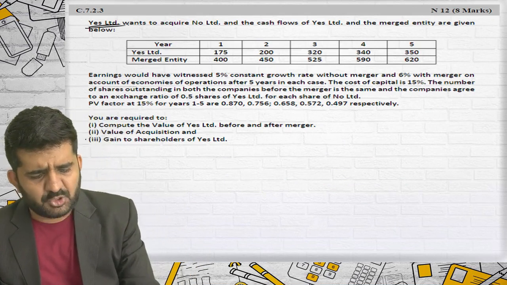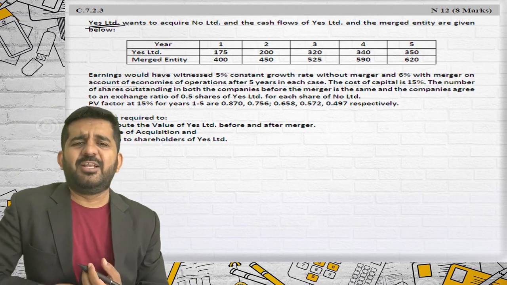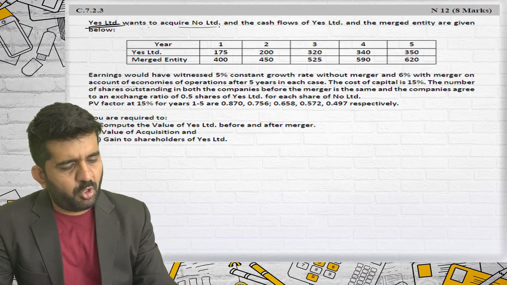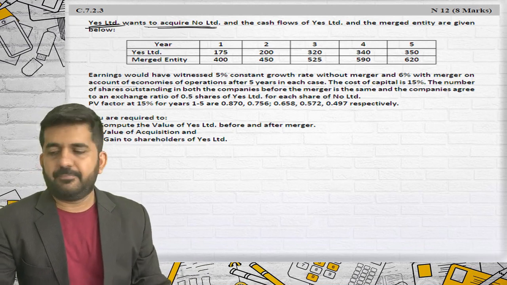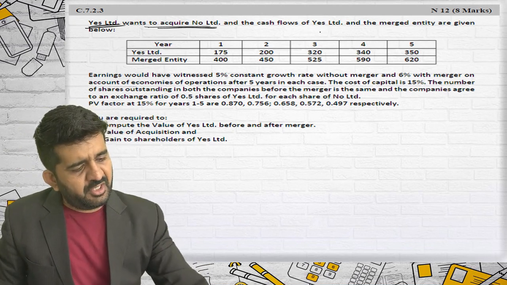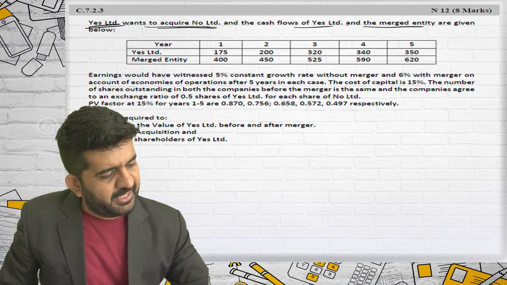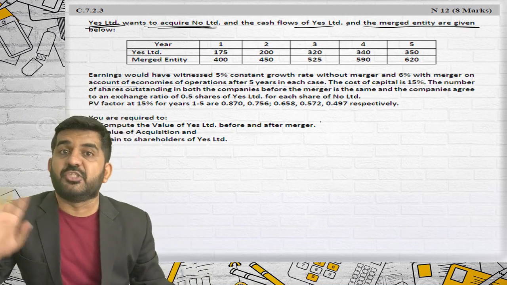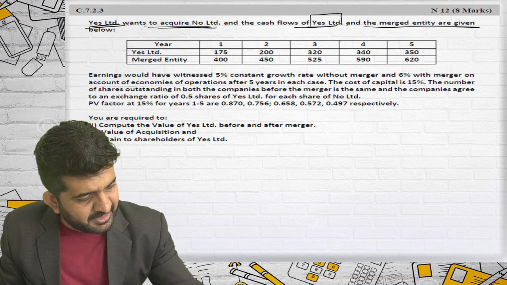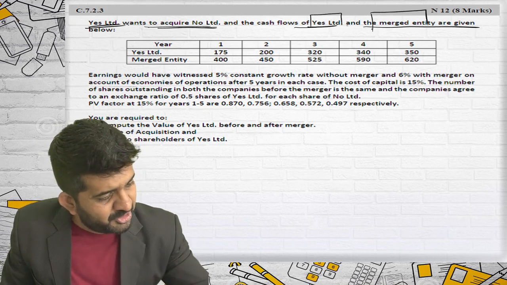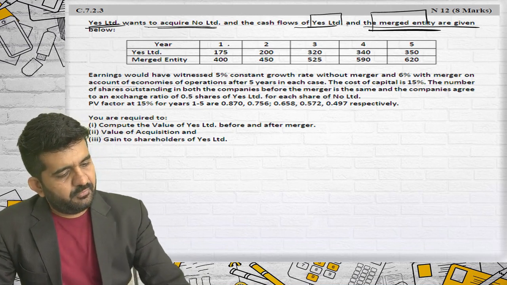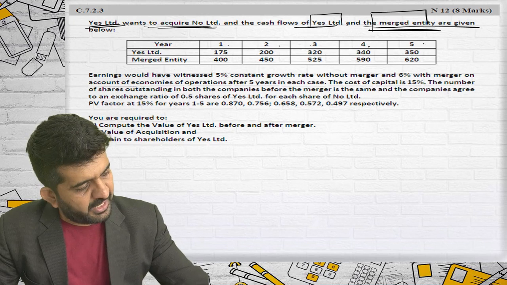Should be marked as a good question. More of valuation, less of merger, but still. Yes Limited wants to acquire No Limited. And the cash flows of Yes Limited and the merged entity are given. So No Limited cash flow is not given. Yes Limited cash flow is given and merged entity cash flow is given. And these are cash flows for 1, 2, 3, 4 and 5 years. Alright.